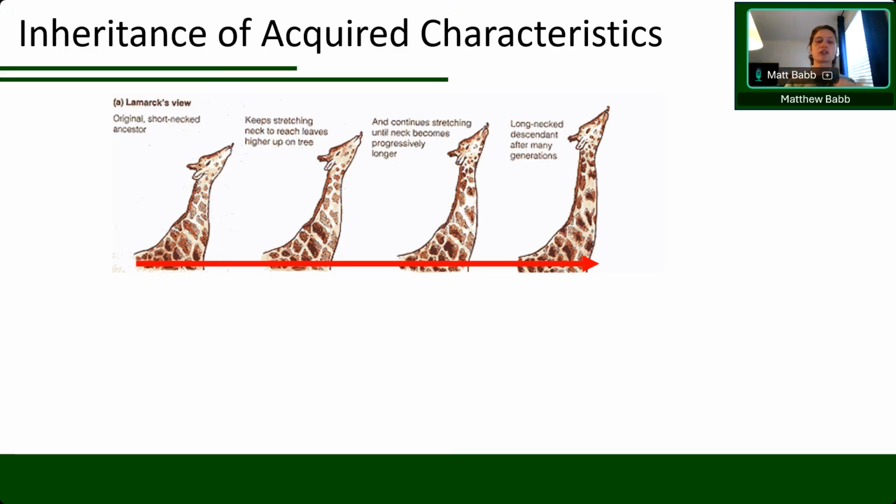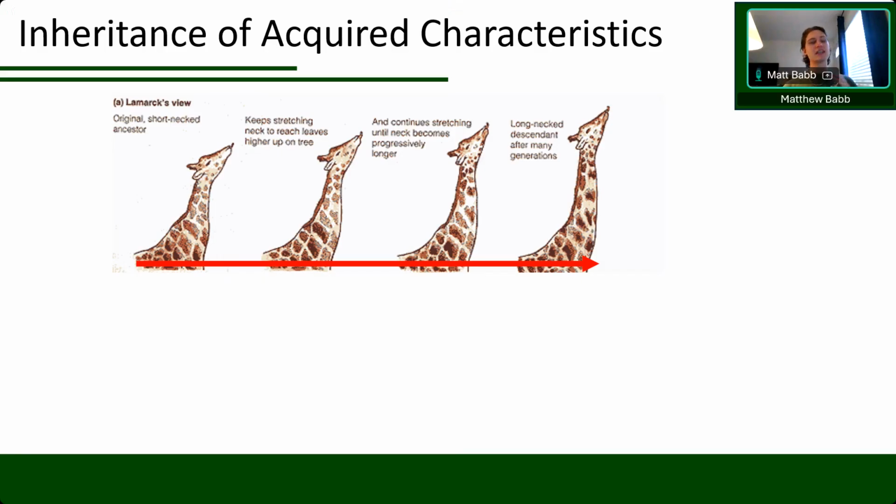And so they continued to stretch their necks until they became longer and longer and then had offspring that had slightly longer necks. Those babies then stretched their necks more and more, and so on and so forth over thousands and hundreds of thousands of years. All of a sudden, giraffes have very, very long necks.